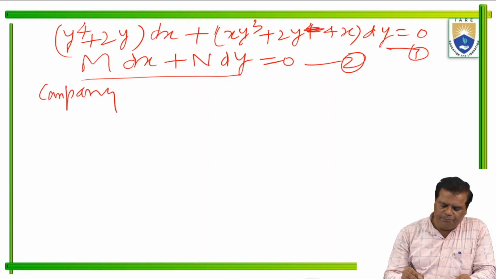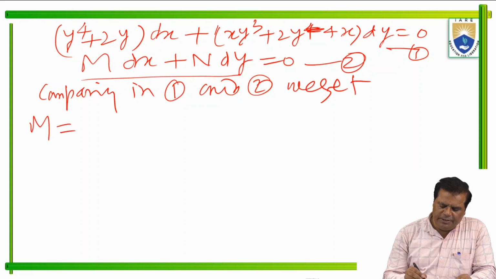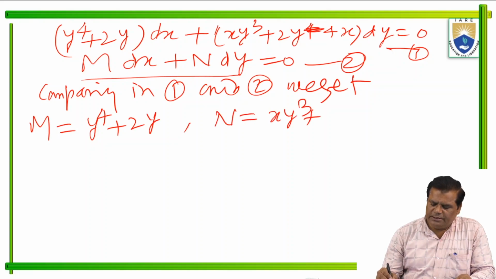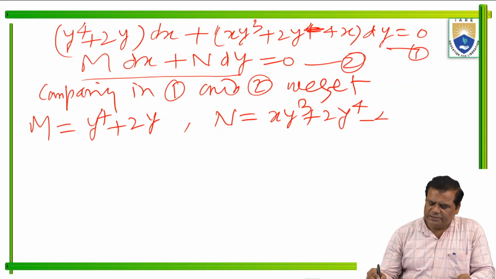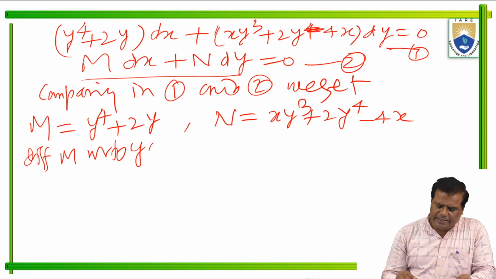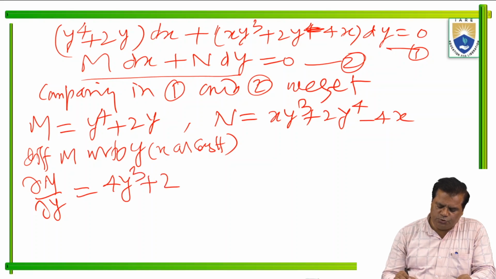Now comparing 1 and 2, we get the value of M and N. M is y^4 + 2y, and N is xy^3 + 2y^4 - 4x. So differentiating M with respect to y, taking x as a constant, del M over del y equals 4y^3 + 2.